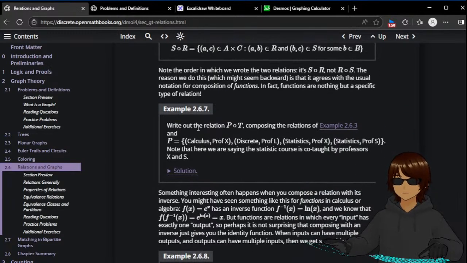Write out the relation P dot T, composing the relations of example 2.6.3. And so P is equal to (calculus, Professor X). Wait a minute, hold on.